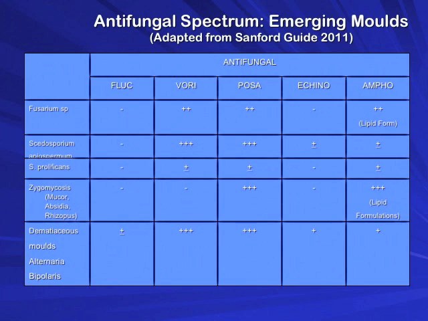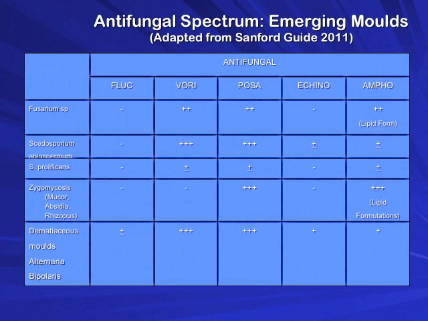Some of the other molds that I wanted to touch on very briefly: Pseudallescheria boydii, or Scedosporium apiospermum. You have voriconazole and posaconazole as your treatments of choice, usually vori. S. prolificans is actually a really bad bug in that we don't really have any great antifungal therapy for it. Throw the kitchen sink at it, basically. And then the zygomycoses I'm going to talk about in a moment.